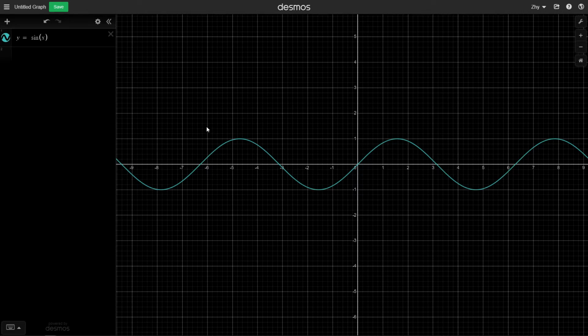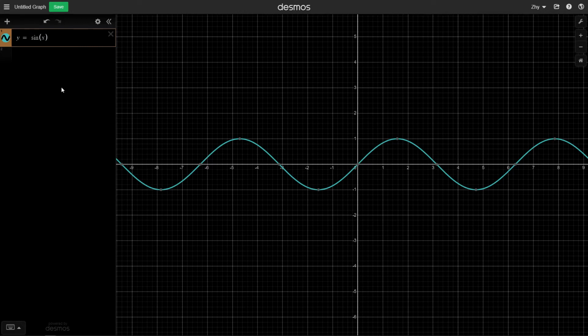If you are familiar with the sinusoidal wave, what will happen if I put a number here, for example 2? What will happen to the graph? Let's say I put 2 here: y is equal to 2 sine x. No idea?